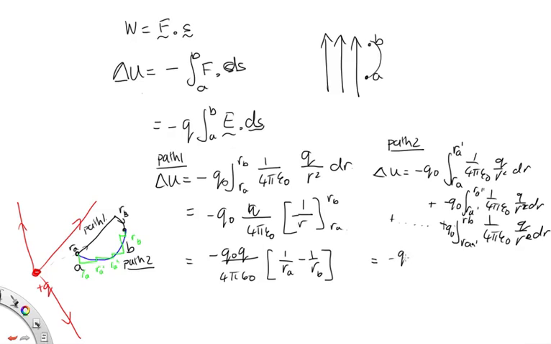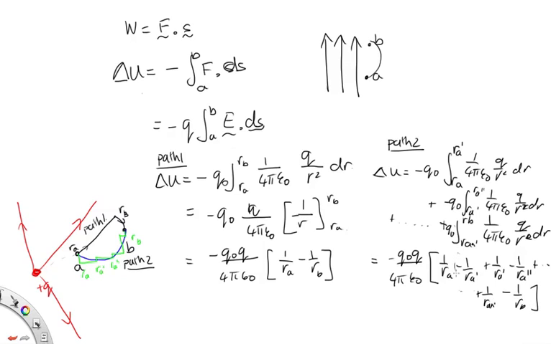So we've got minus q naught q over 4 pi epsilon naught. Now this first integral will have the limits 1 on RA minus 1 on RA dash. Now this second integral is going to have plus 1 on RA dash minus 1 on RA double dash. And then so on up to plus 1 on RA n dash minus 1 on RB.